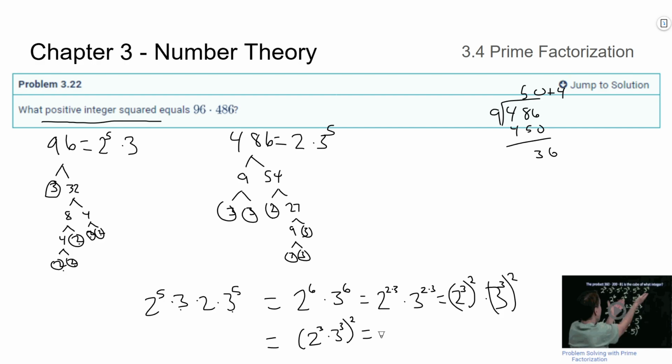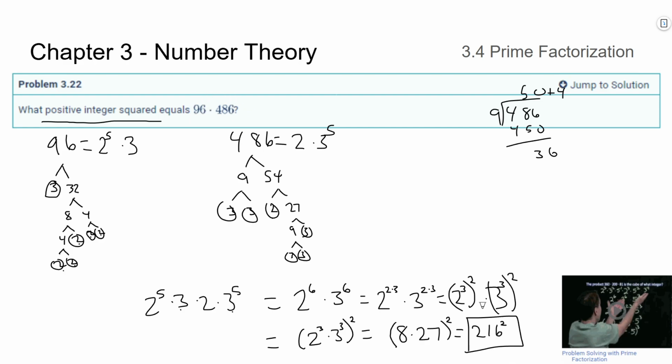So 2 times 2 is 4 times 2 is 8. So we have 8 times, what's 3 cubed? 3 times 3 is 9, times 3 is 27. So 8 times 27 squared. And if we were to compute this, we would find that this is 216 squared. So that is our answer. What positive integer squared equals this number?